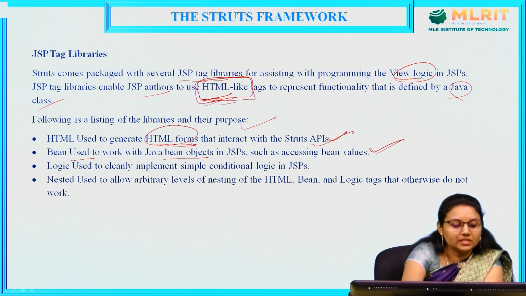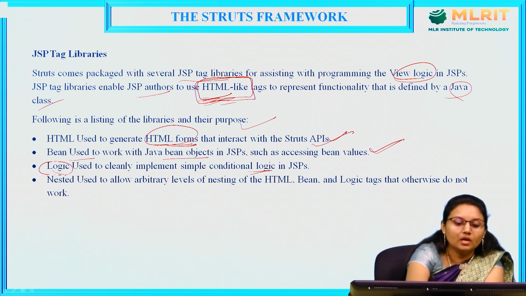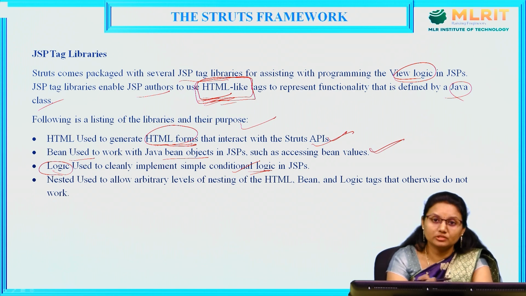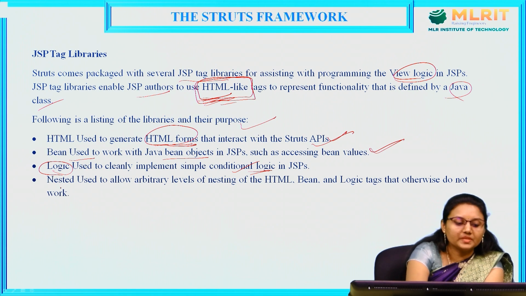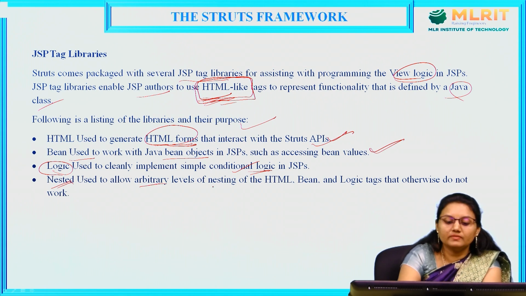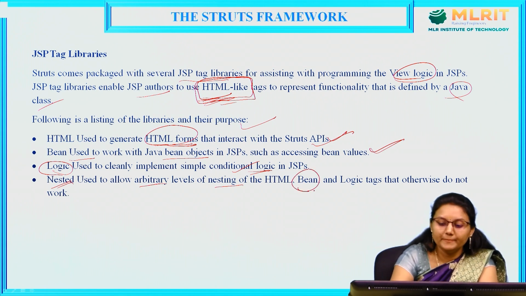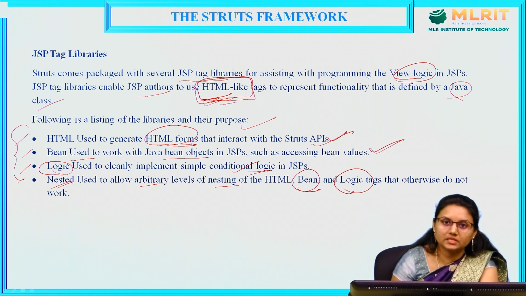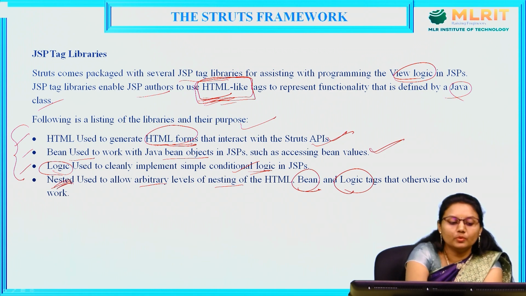So you can separate this bean code from your HTML code, because Struts provides you the separation of code individually. So logic is used to cleanly implement simple conditional logic. You also have the logic libraries, where the conditions you are giving, like expressions in JSPs, will be supported by this logic. Nested means what? Data within the data. It is used to allow arbitrary levels of nesting of HTML, bean, and logic tags. So whatever you are using, HTML, bean, logic, if you want to nest it, data inside the data, then you need to work with this nested.